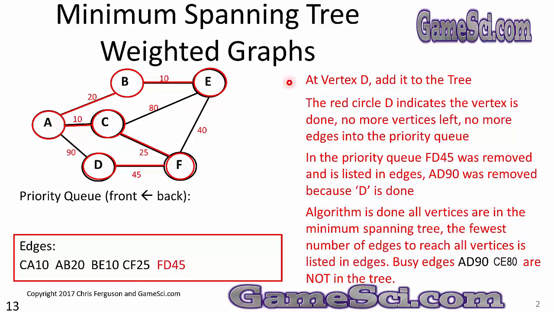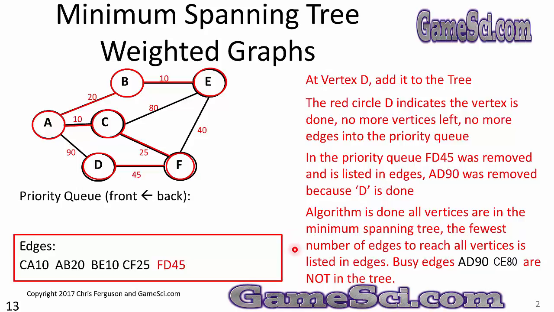At vertex D, let's add it to the tree. The red circle D indicates the vertex is done. No more vertices left, no more edges in the priority queue. In the priority queue, FD45 was removed and is listed in the edges list. AD90 was removed from the priority queue because D is done. The algorithm is done. All vertices are in the minimum spanning tree.